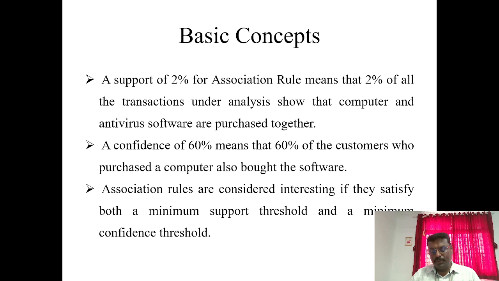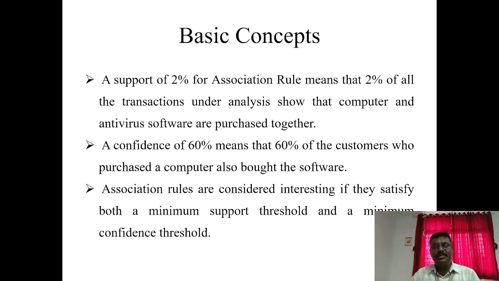Take a simple example. If you want to buy a computer with antivirus software using an association rule, 2% of people purchase the computer and also antivirus software, and 60% of people purchase the HP computers. This is called the confidence level. An association rule is considered interesting if it satisfies both the minimum support threshold and the minimum confidence level. Here you can assign the minimum support value, called the threshold value. For example, the antivirus software purchase level is 2%, and the customer purchase criteria threshold value is 60%.